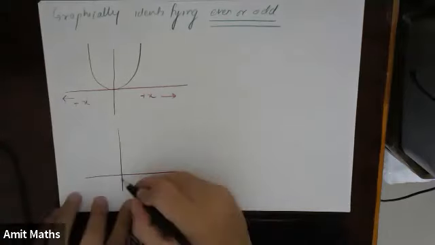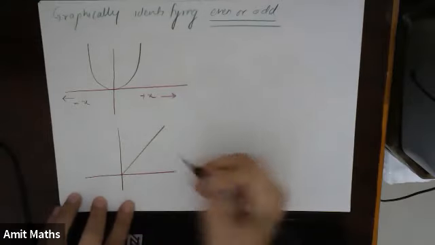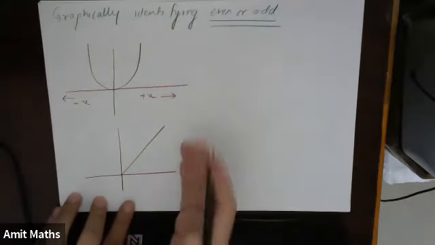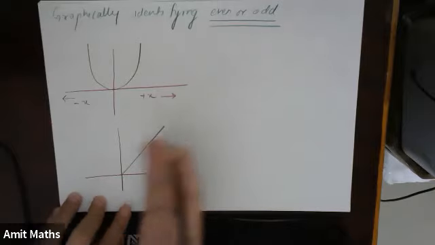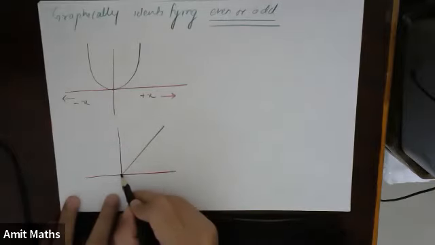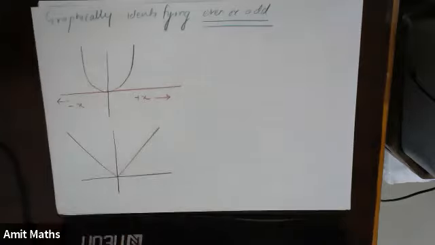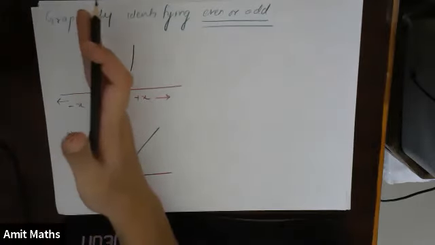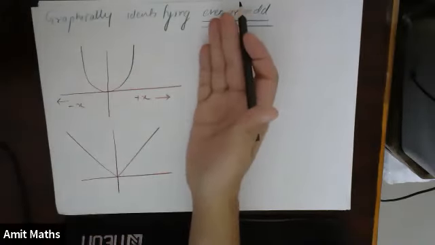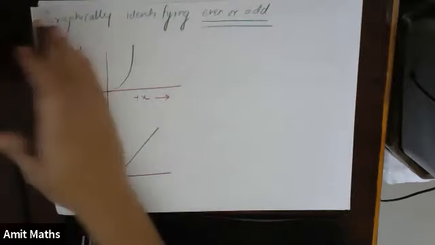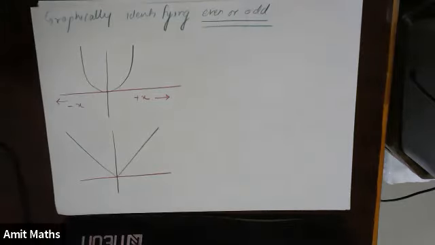For mod x, the right side looks exactly like this. Because it's an even function, on the left side of the y-axis it will look exactly like this. Whatever the function is on the right side, the function will look exactly the same on the left side of the y-axis if it is an even function.